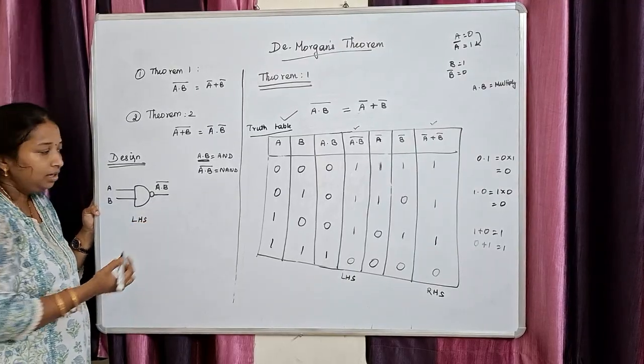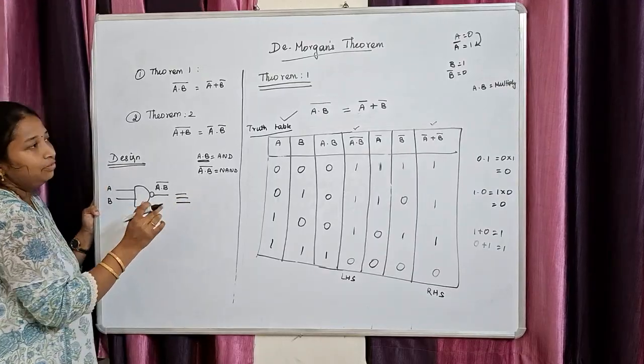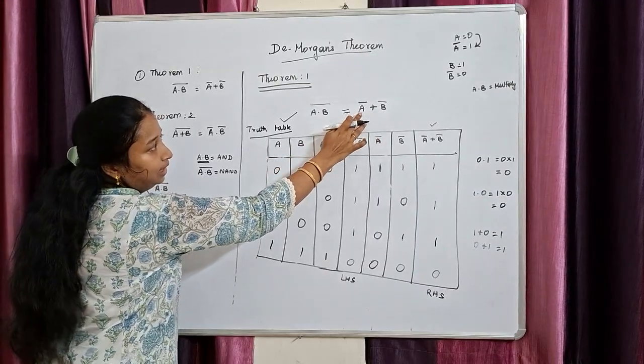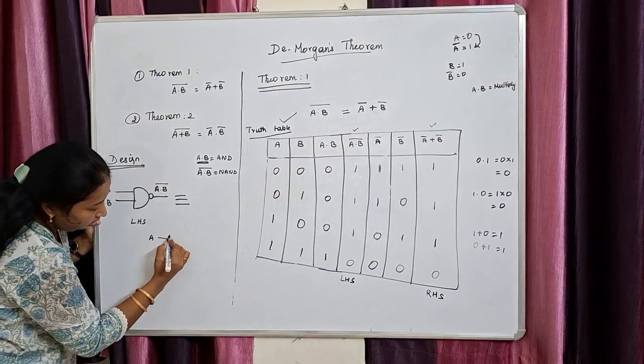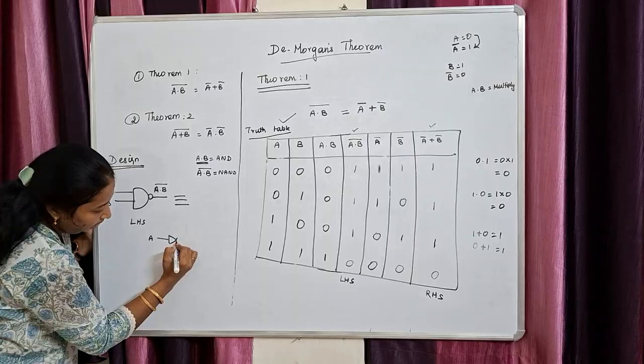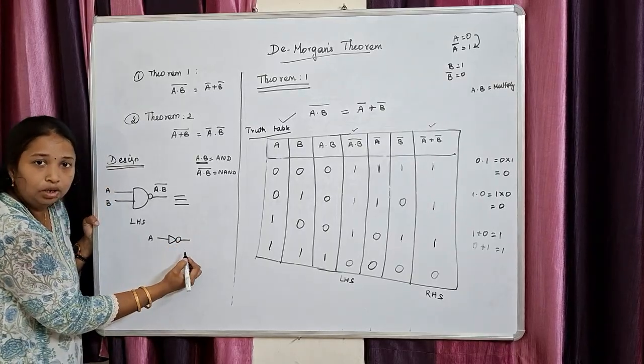Left hand side. Now, this is equal to, what is there on your right hand side? It is A bar plus B bar. So, for A bar, A is here. For A bar, I am going to take it to a NOT gate.